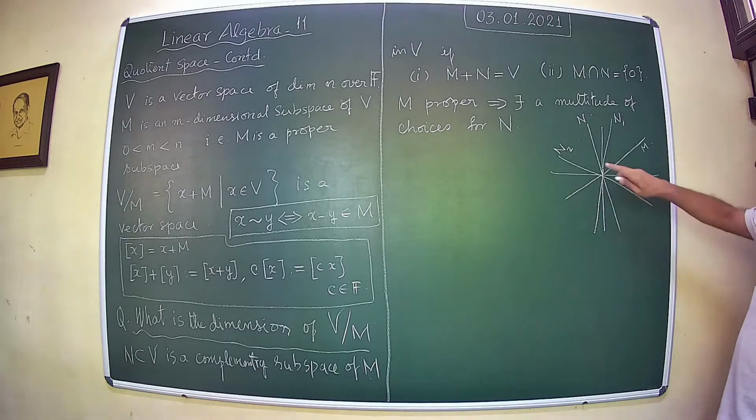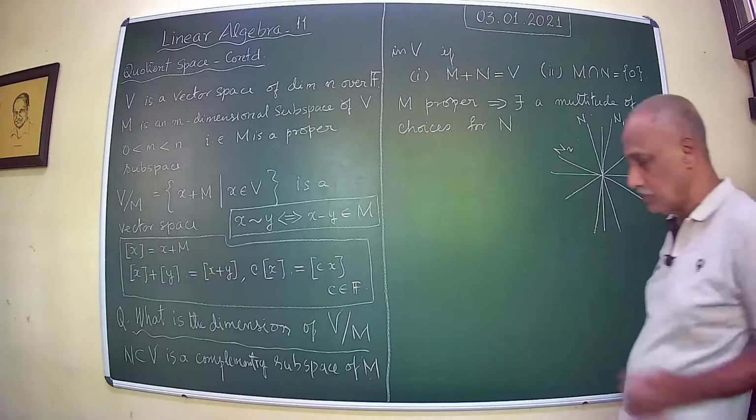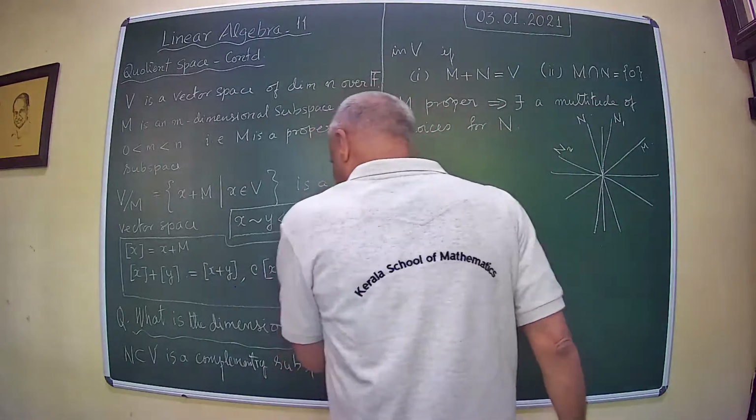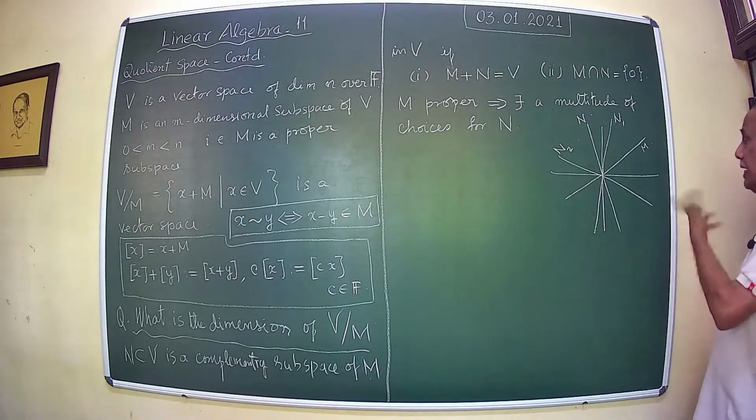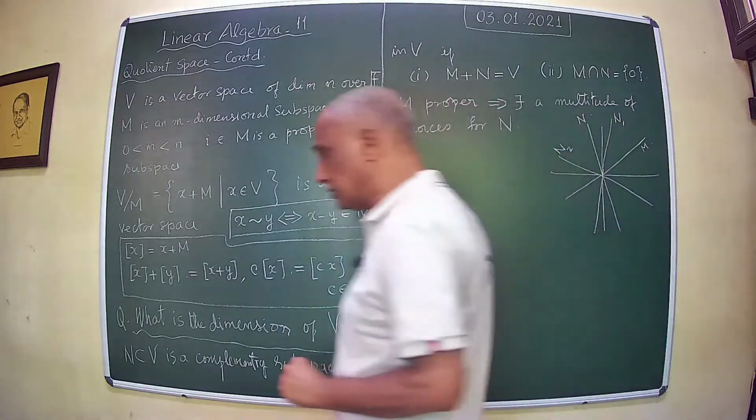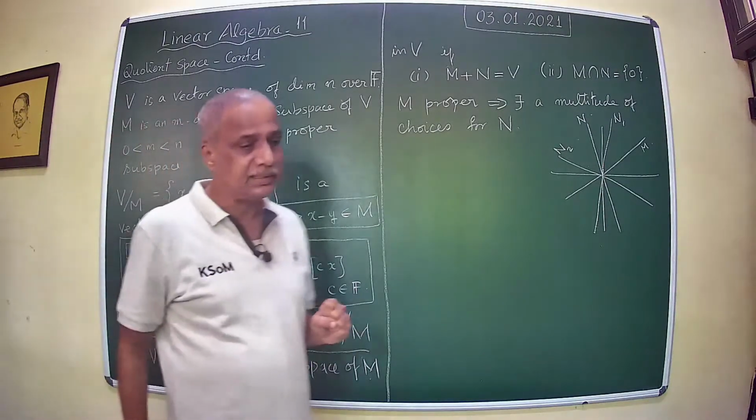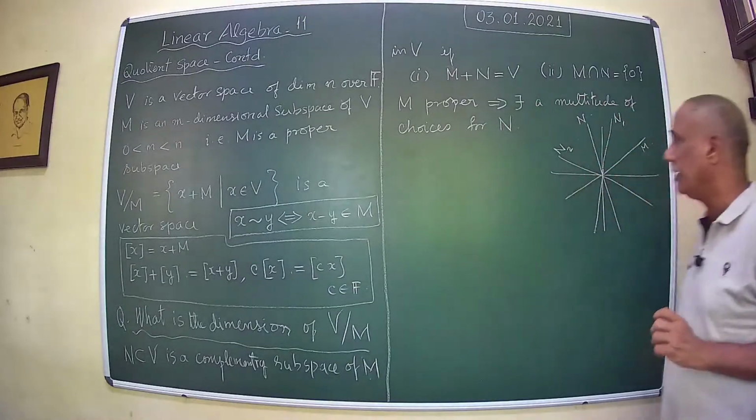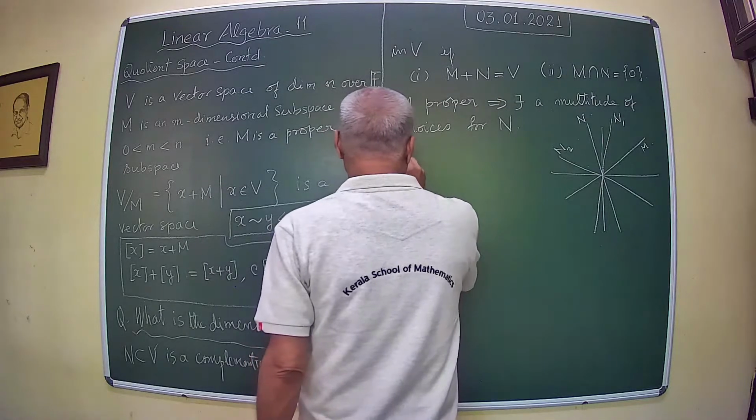And the dimension is given by, since M has dimension 1 and the vector space V is R2, therefore the dimension of N is equal to 2 minus 1, which is equal to 1. So in general, in the vector space V, one can show that the complementary subspace has dimension n minus m. In fact, there is a nice theorem. It's a general theorem.